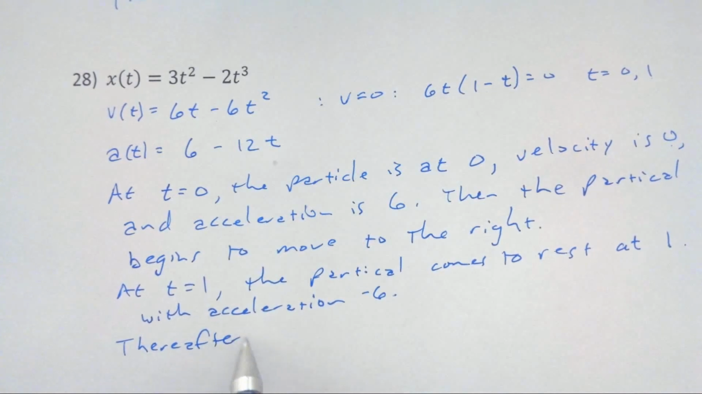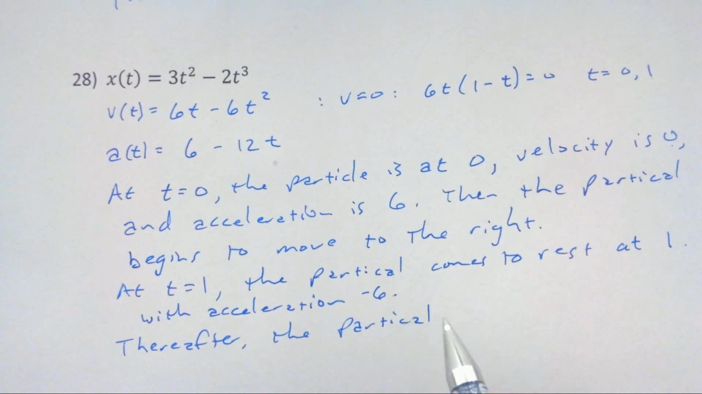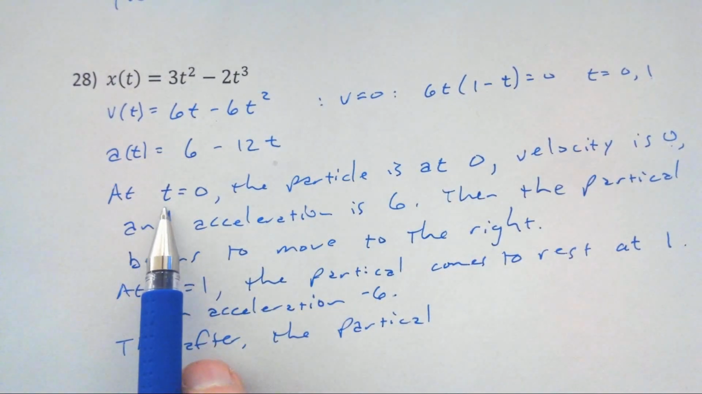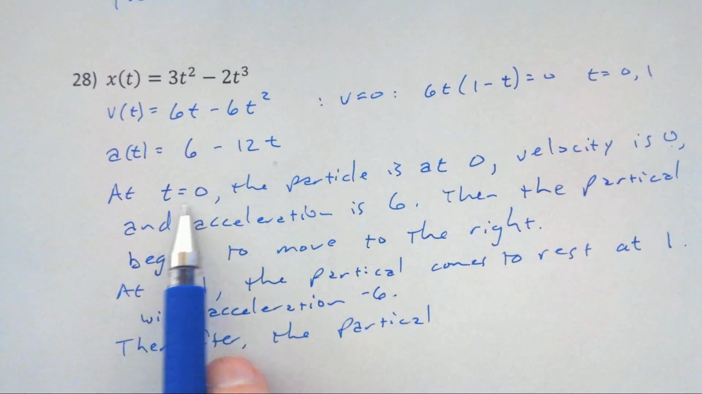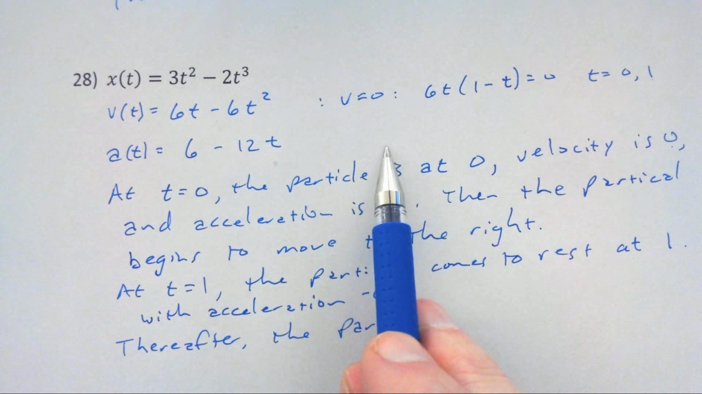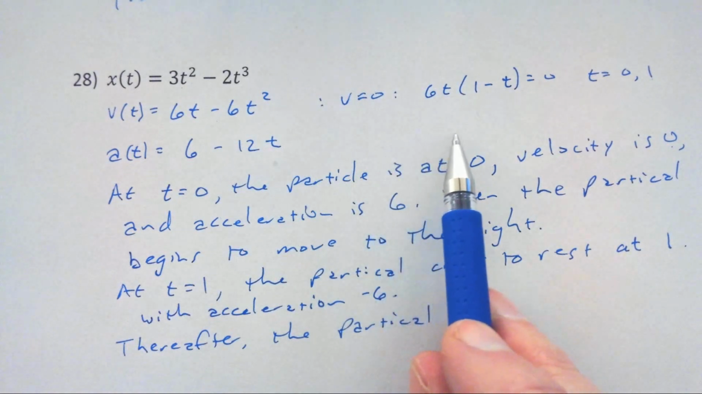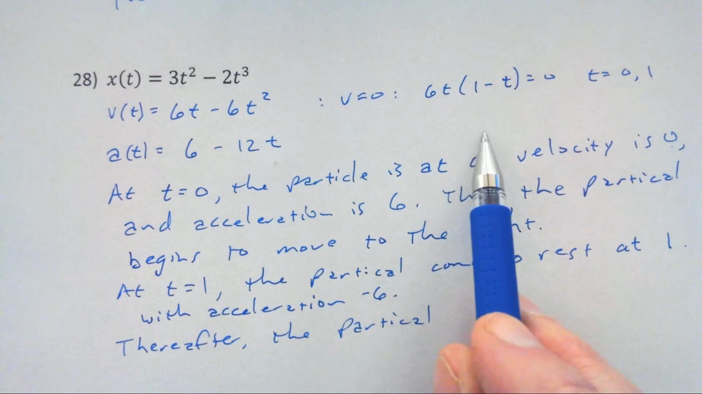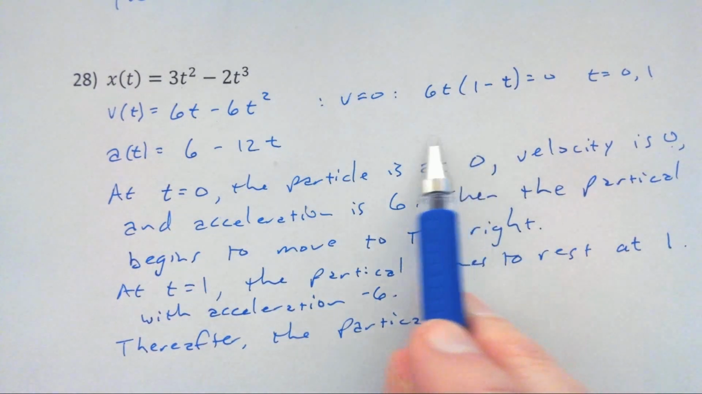Thereafter, the particle, since it comes to rest, let's go back and review. So anywhere after 1, if t is 0, the particle is at 0, velocity is 0, and acceleration is 6, then the particle begins to move to the right. At t equals 1, the particle comes to rest at 1 with acceleration negative 6. So thereafter, I'm going to expect it to go to the left.